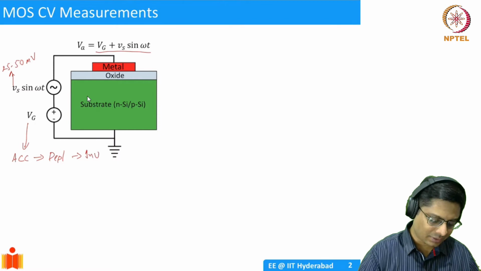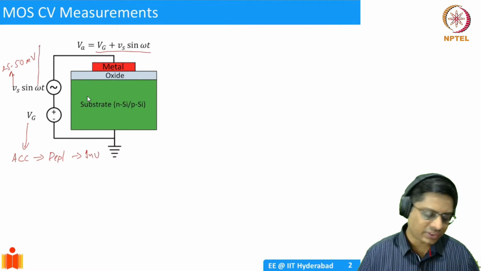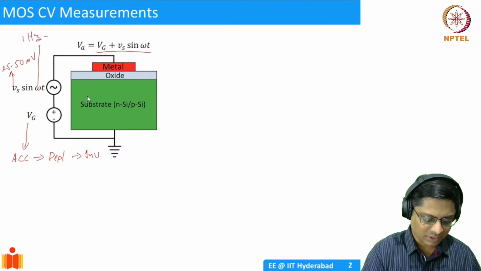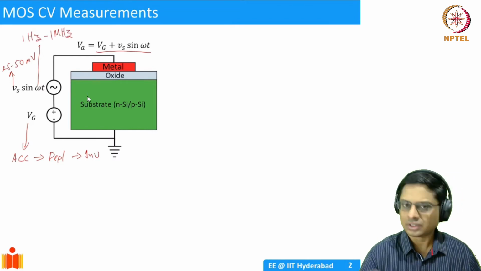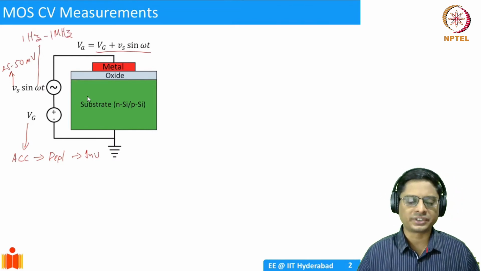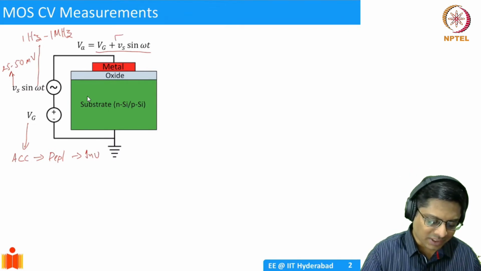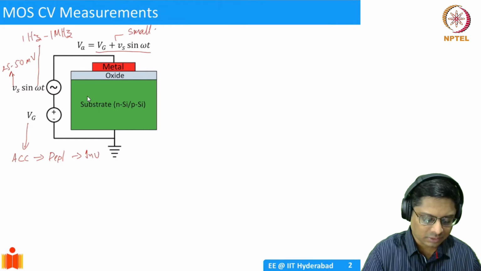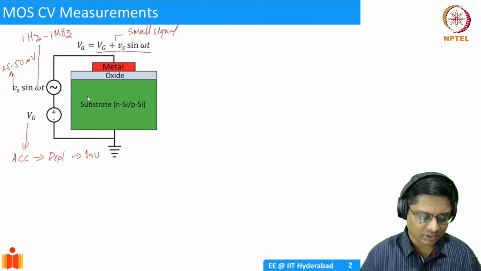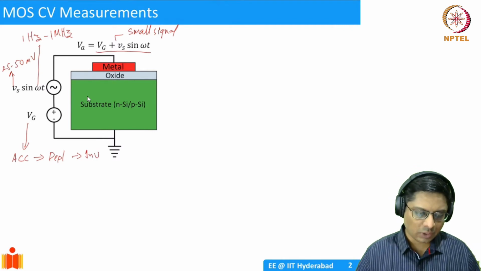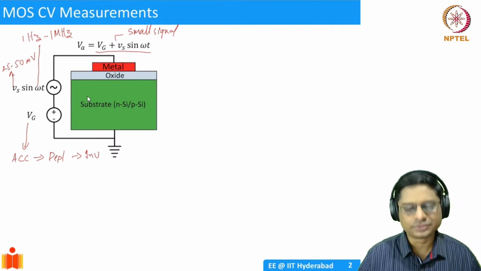And then I'll have another parameter, the frequency, which could be anywhere from 1 hertz to even 1 megahertz. It could be a wide range of frequencies. So I'm checking the response for a small signal, with this omega and Vs being the small signal voltage. Now, how does this structure respond?